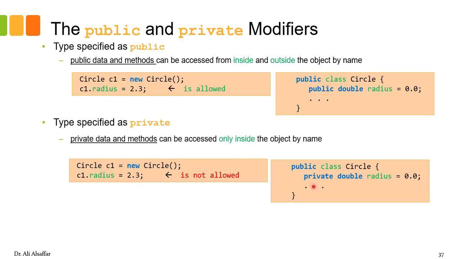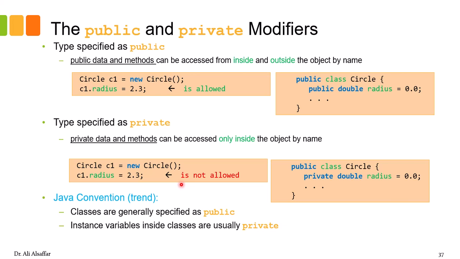Now, if you change the data and define it as private, then you can use it only inside the class, so it can be accessed only inside the object. If you're outside the class in the client code, for example, in your main program, where you are creating an object called C1, and you try to access it directly by using dot, then the compiler will stop you with a syntax error, saying that this is not allowed because you have defined the data private. As a Java convention, it means a trend.